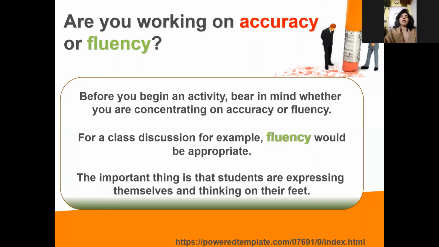Because initially, if you are focusing too much on accuracy, that is too much pressure for both the teacher as well as the participant, and that will immediately give them the message that this is too much to handle. So that's why, for a class discussion, fluency would be appropriate, and more speaking activities are appropriate. Speaking and listening should be focused on initially, followed by reading, and gradually writing. The accuracy starts coming in when they are doing more reading and writing, but that's much later. The important thing is that your students must not shy away from expressing themselves, and it's important that they also learn to think on their feet.